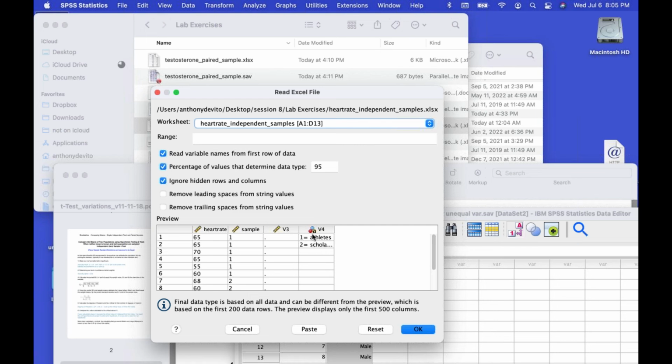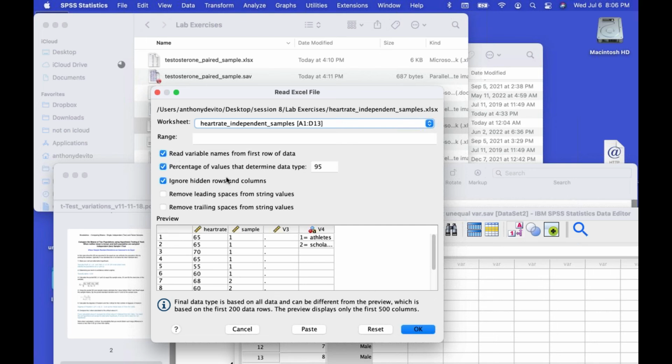It looks okay so far. It's checked off, read the variable names from the first row of data. That's why it threw heart rate and sample in there. I'm going to say OK. And it's going to import this data into SPSS. So here's the data imported into SPSS. We have the heart rate. We have the two different groups.